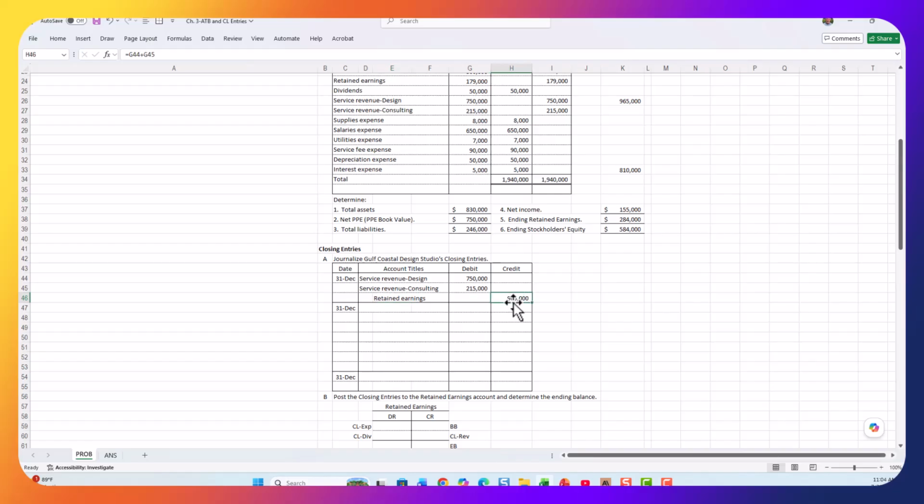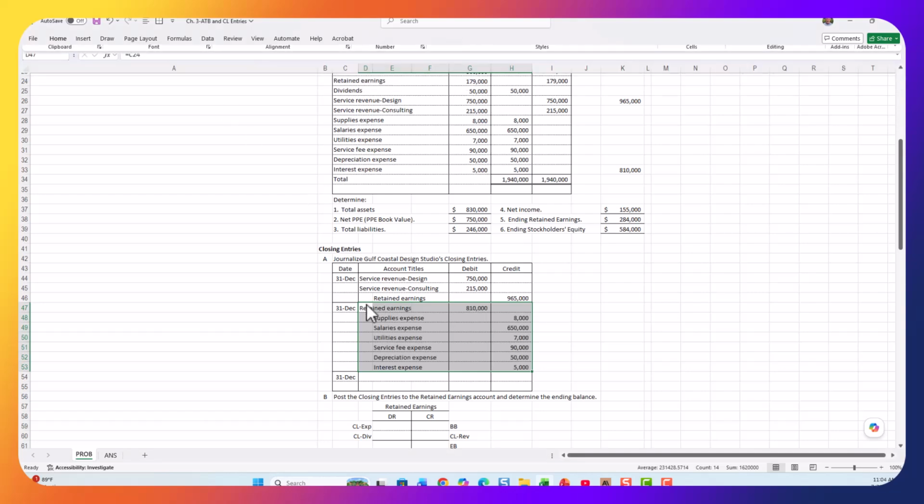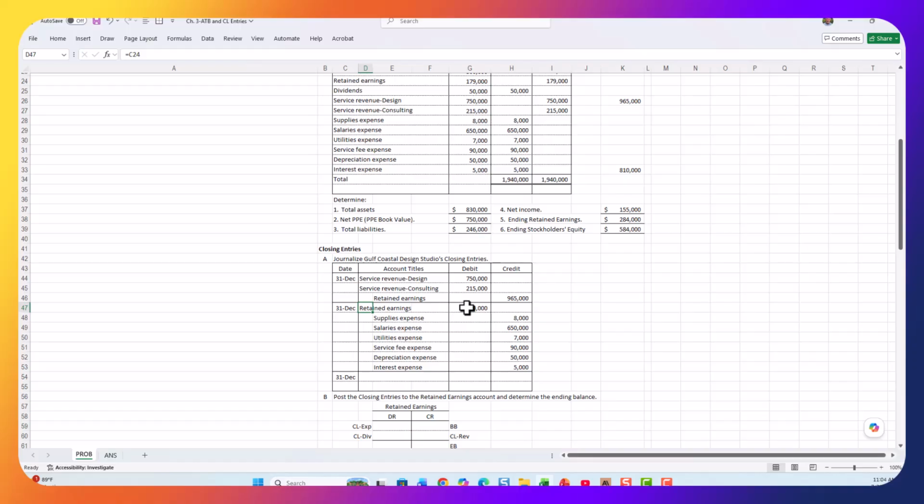Our second entry will debit retained earnings for the combined total of all 6 expenses. That total is $810,000. Then we'll credit each expense account individually for its own balance. $8,000 for supplies, $650,000 for salaries, $7,000 for utilities, $90,000 for service fees, $50,000 for depreciation, and $5,000 for interest. All these expenses get credited to close them out.